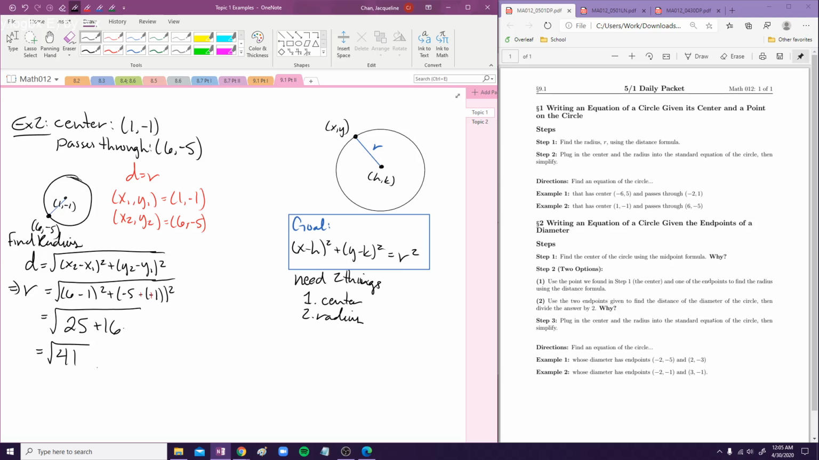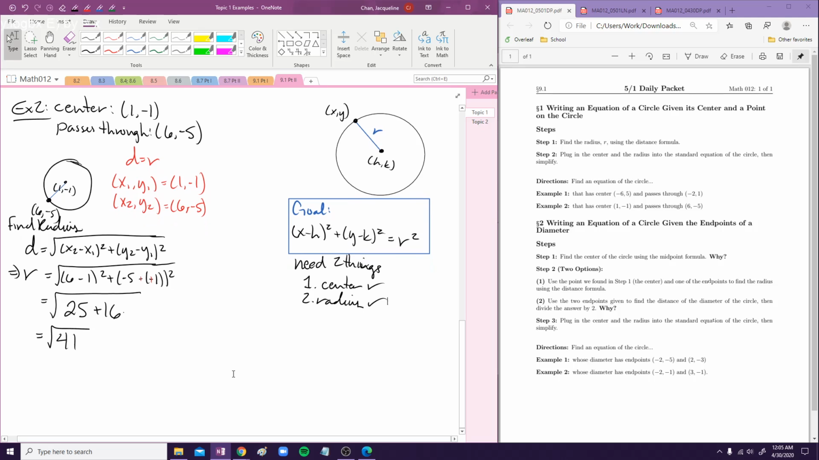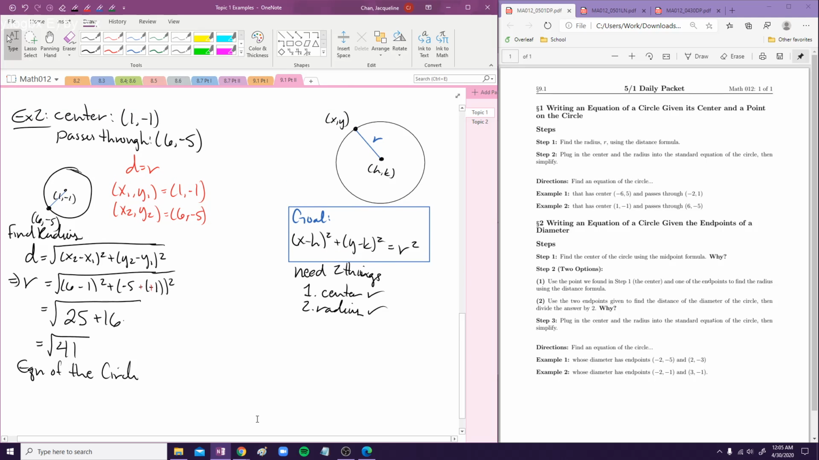So now that we found the radius, we were given the center, we found the radius. Now that we have these two things, what can we do? We can now start finding the equation. So maybe just put the equation of the circle. Right? All right, so the equation of the circle, so it's going to be x minus h quantity squared plus y minus k quantity squared equals r squared.